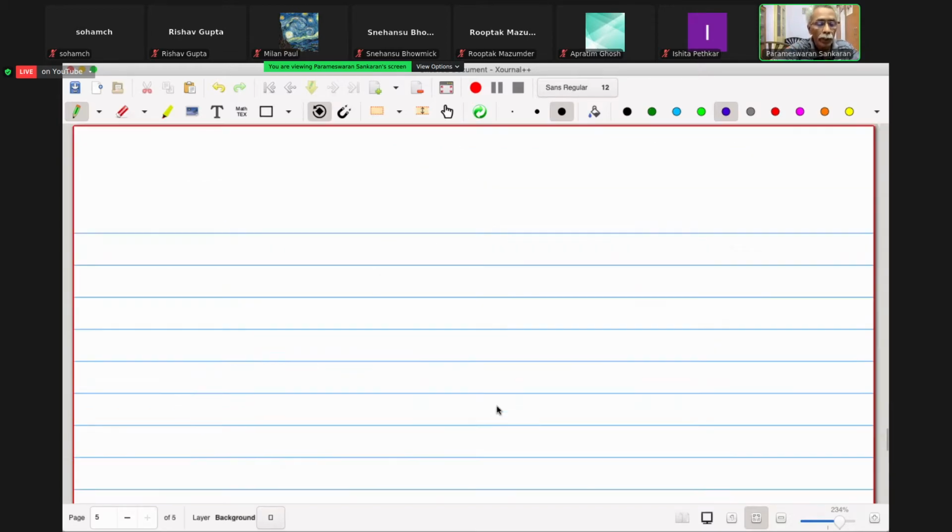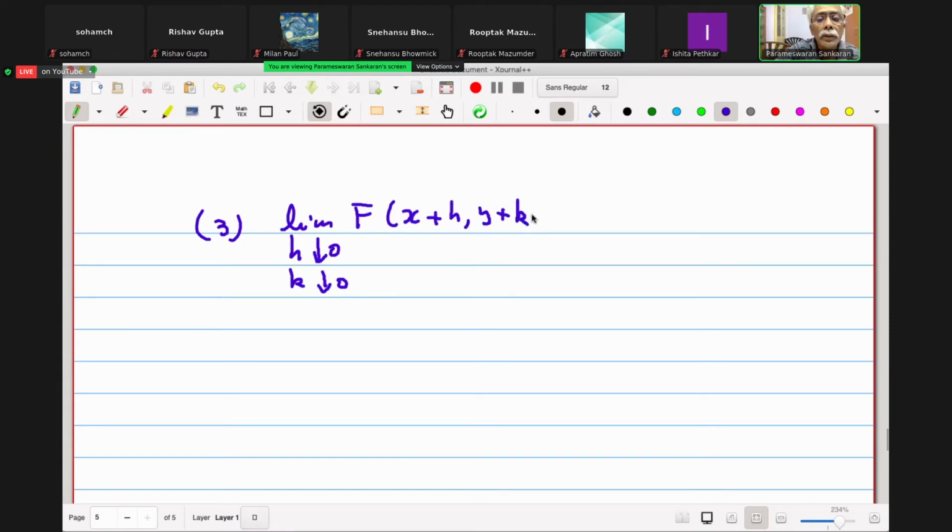And the next property I have to write on the next page, unfortunately. Number 3, the limit as h going to 0 and k going to 0, where h and k are positive, of f of x plus h, y plus k is equal to f of x comma y, for all x, y. And what else is there? I suppose that is it.